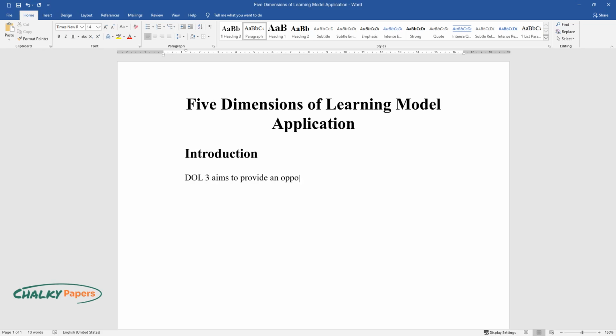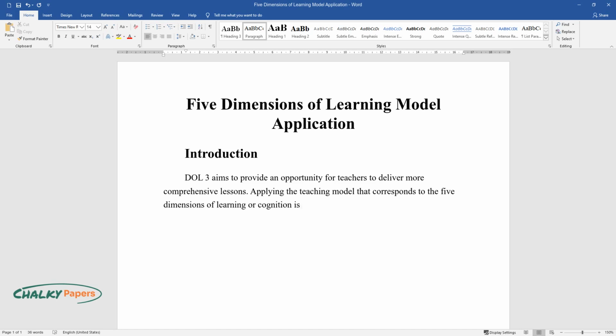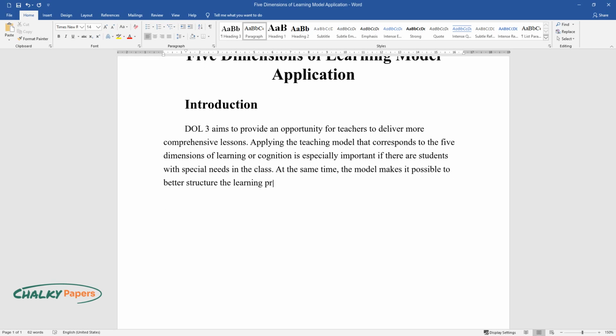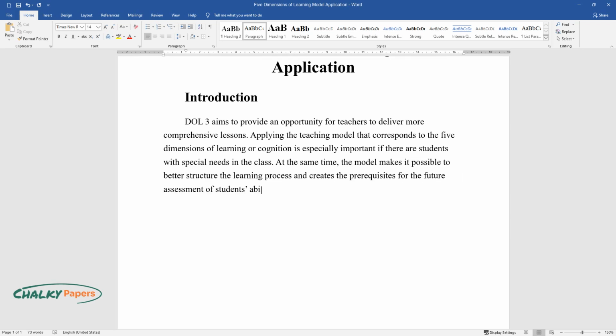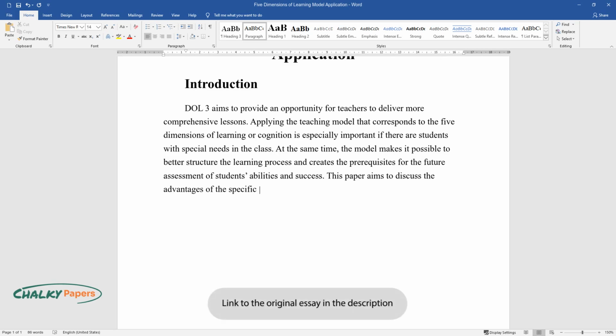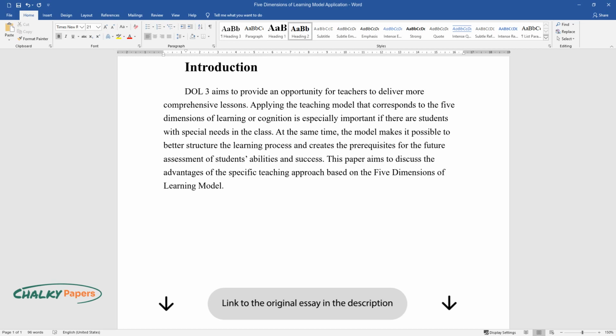DOL3 aims to provide an opportunity for teachers to deliver more comprehensive lessons. Applying the teaching model that corresponds to the 5 dimensions of learning or cognition is especially important if there are students with special needs in the class. At the same time, the model makes it possible to better structure the learning process and creates the prerequisites for the future assessment of students' abilities and success. This paper aims to discuss the advantages of the specific teaching approach based on the 5 dimensions of learning model.